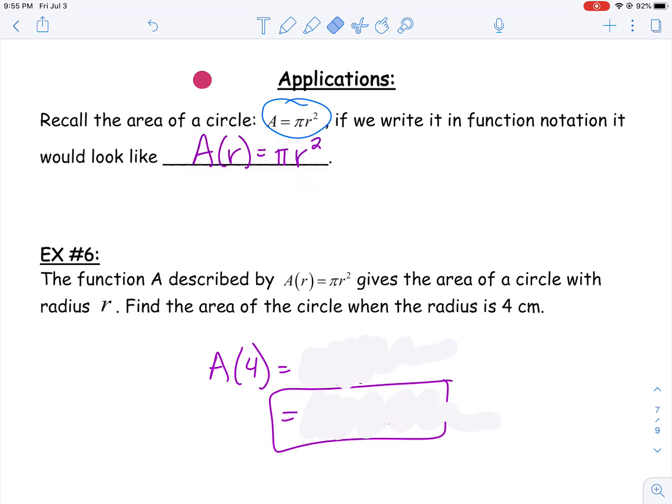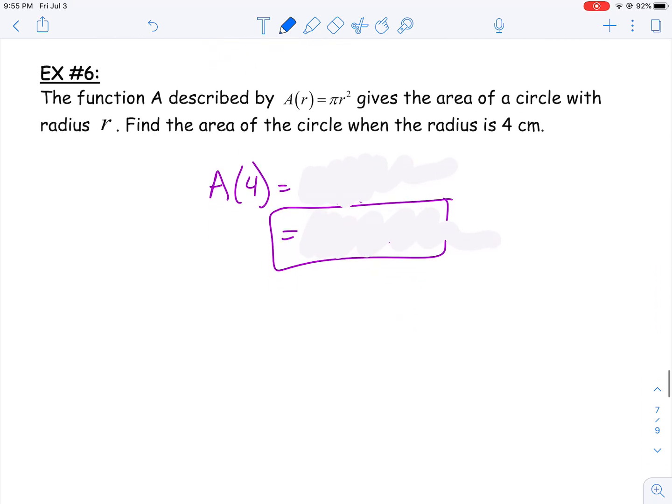Maybe we can write it as the area, depending on what the radius is, A of r is equal to pi r squared. That means my input is radius, whatever my radius is. My output, once I plug in whatever the radius is, I can figure out what the area is of my circle. So I can write this in function notation instead. Here's an example. The function A, described by A of r equals pi r squared, gives you the area of a circle with radius r.